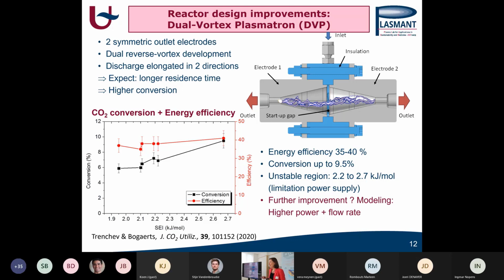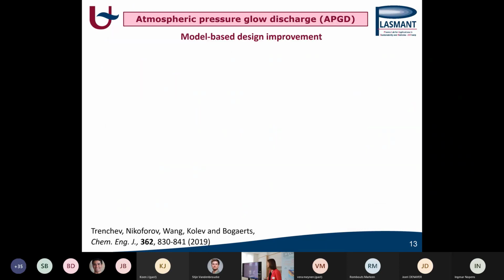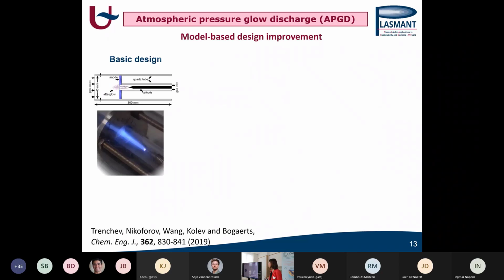This was a bit out of our comfort zone, because we are chemists, so it was not so straightforward. But actually, we managed to build a power supply that is able to handle higher powers. And now we are about to test whether we are able to reach higher powers for the same energy efficiency. And then the last example that I want to show is for an atmospheric pressure glow discharge, where I also want to show that based on modeling, we could predict design improvements.